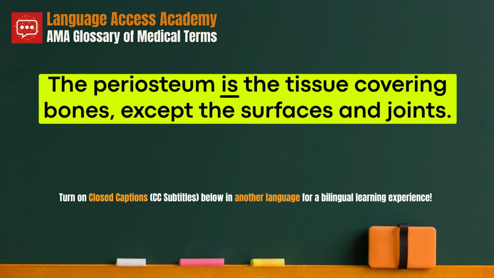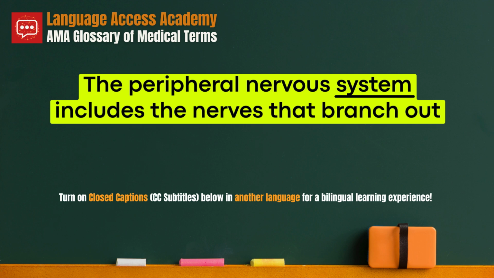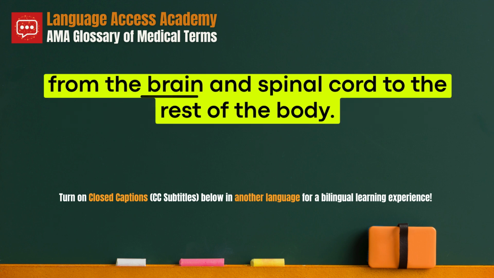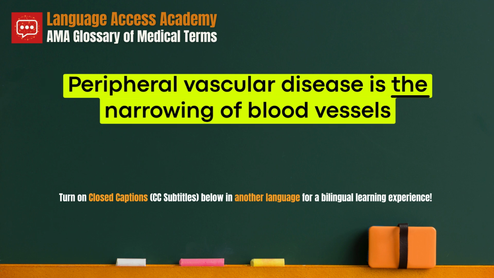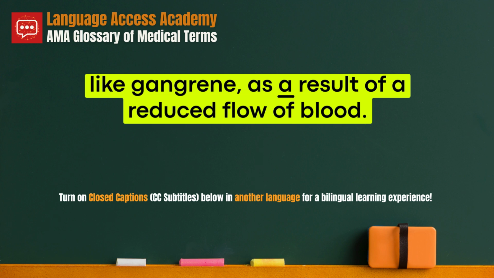The periosteum is the tissue covering bones, except the surfaces and joints. Periostitis is the inflammation of the periosteum. The peripheral nervous system includes the nerves that branch out from the brain and spinal cord to the rest of the body. Peripheral vascular disease is the narrowing of blood vessels in the legs or arms, causing pain and possibly tissue death, like gangrene, as a result of a reduced flow of blood.